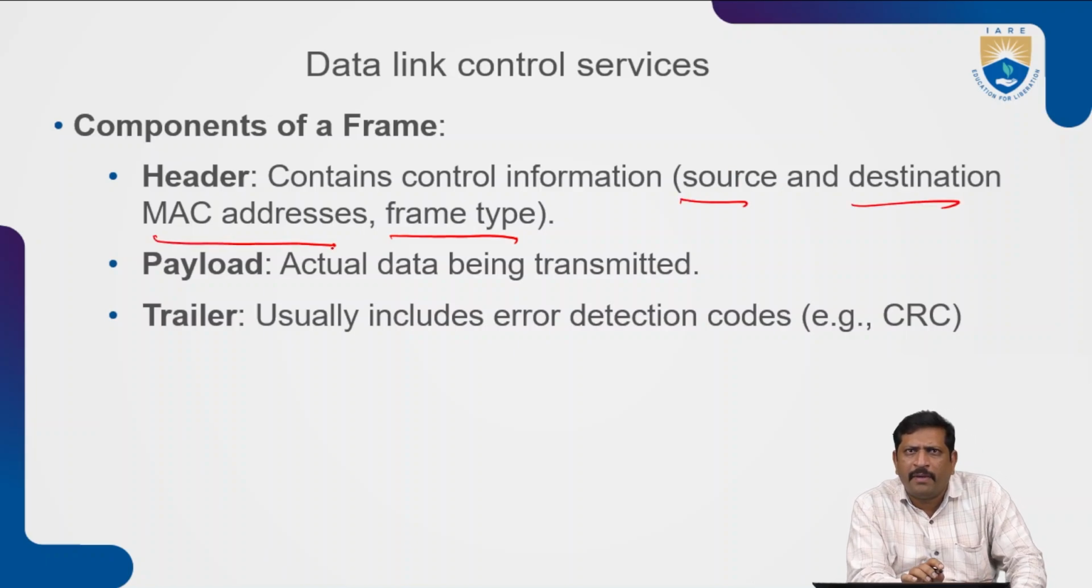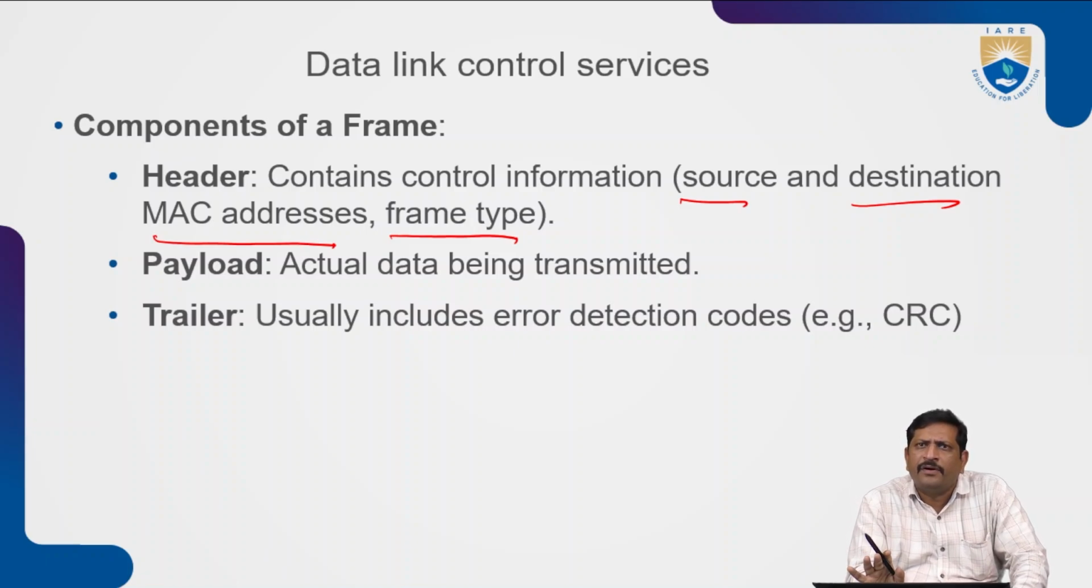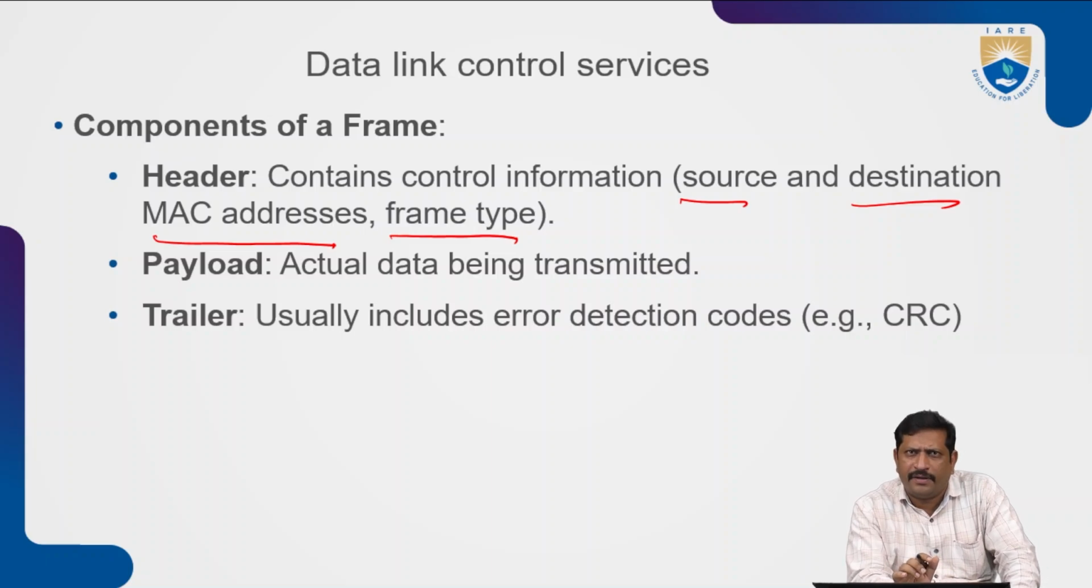By using the MAC address only, we can identify the destination, to whom we want to transfer the data, with the help of the MAC address only. We can call it a physical address also. Each and every system, each and every device has its own unique MAC address. With the help of this MAC address only, the destination device can be identified and the data transferred.